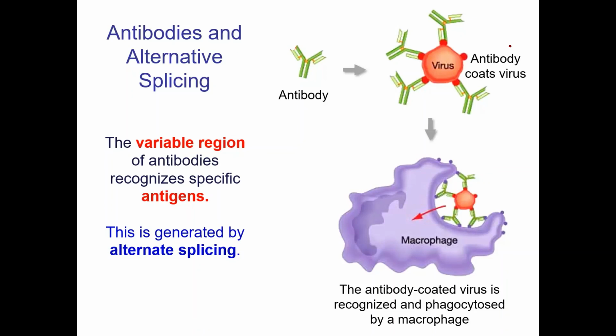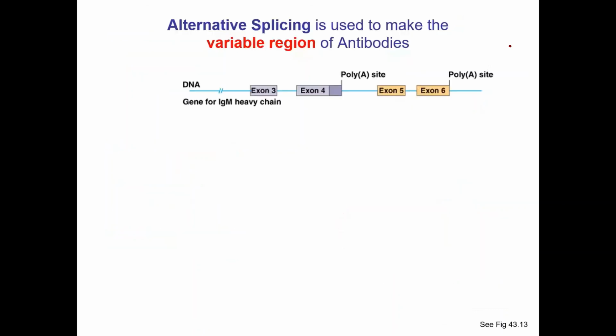The thing about these antibodies is that there are way more antibodies out there than our genome can code for. Our genome codes for about 20,000 proteins. There's literally about 1 billion antibodies out there. So how do they do this? We only have 20,000 genes. Well, we do this with that alternate splicing.